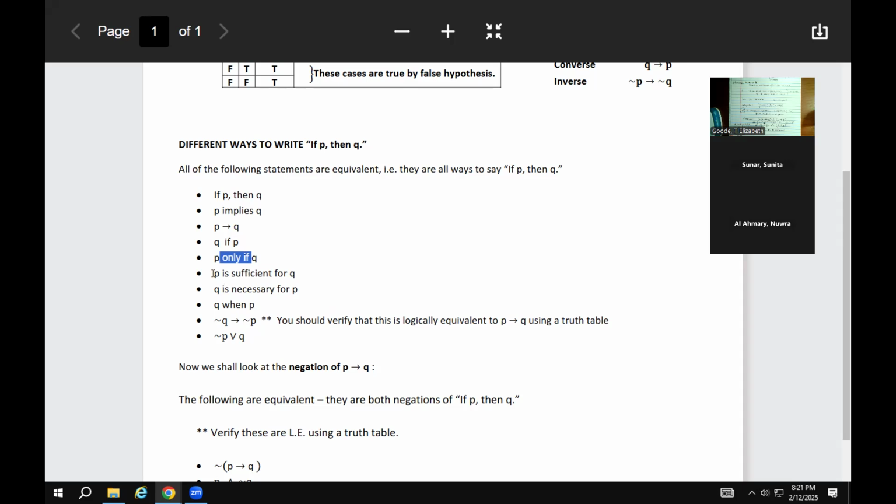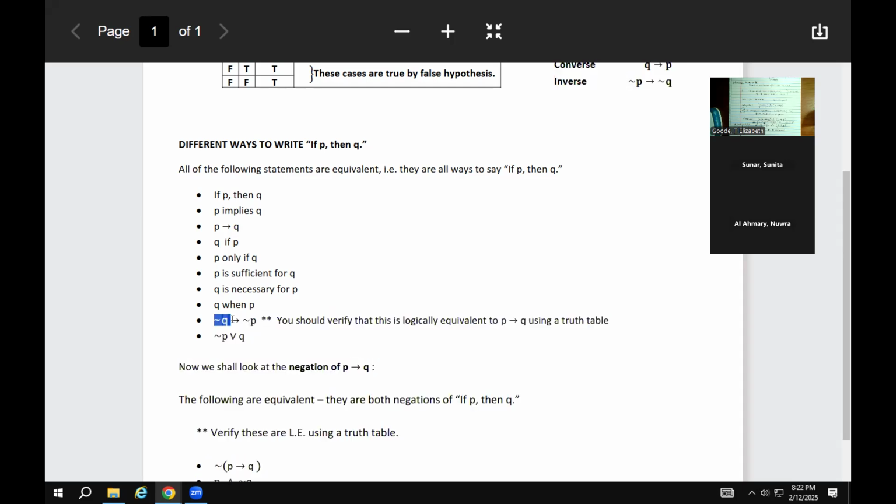Here's a couple more ways to say if P then Q. You can say P is sufficient for Q. P being true is sufficient to force Q to be true. Q is necessary for P. Q must necessarily be true for P to be true. Q when P is another way to say it. That means Q is true when P is true. Q when P means if P then Q.